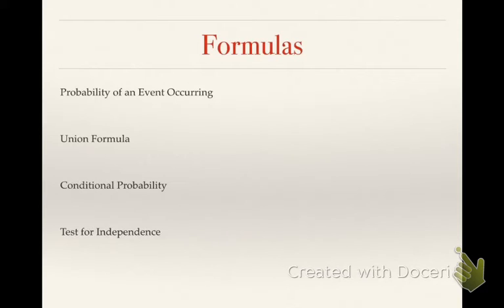So there were some formulas that we had in this unit. The basic definition of probability for an event occurring is essentially what you want, which is the favorable, over the total possible outcomes.